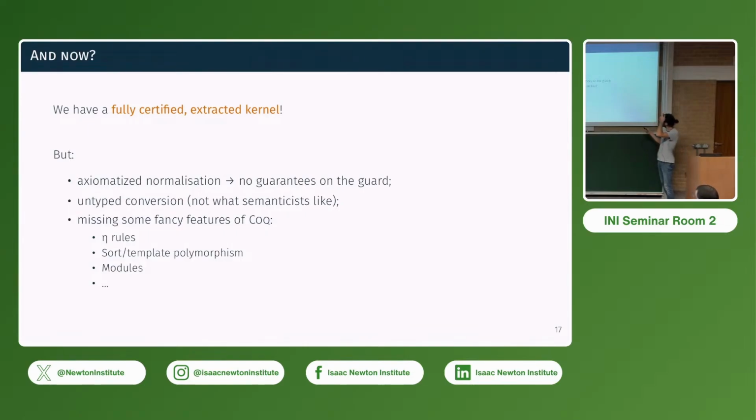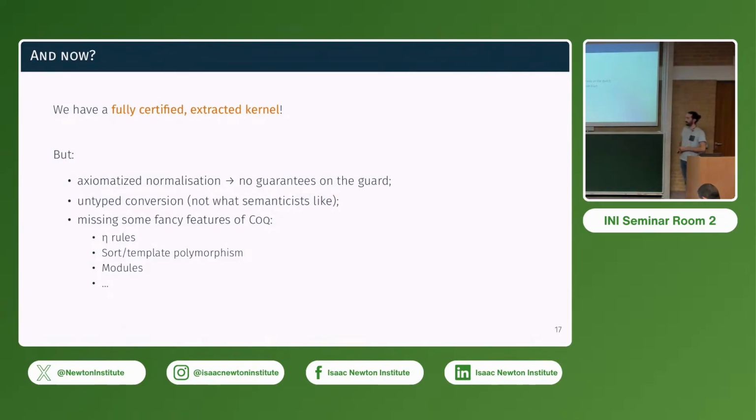Okay, but there's still a bunch of things that we're not really happy about. There's this axiomatized normalization thing. In particular, the guard is this very black-boxy thing in Coq, and one of the probably weirdest corners of Coq. But by axiomatizing normalization, we have no way of checking that the guard actually does its job, which is quite unsatisfying.